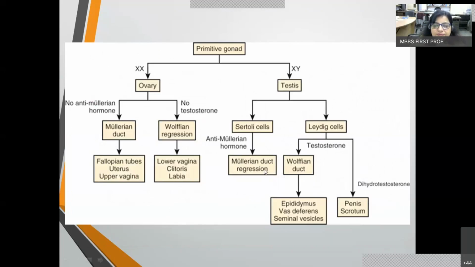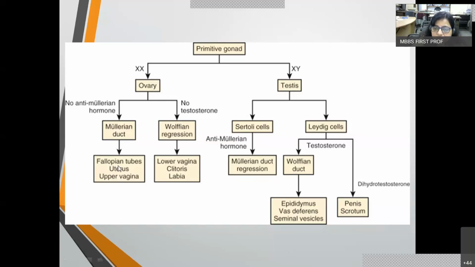So this is a picture, or you can say a line diagram, to show you how the development is taking place from the primitive gonad ultimately to either female or male development. The primitive gonad either develops into ovary or testis depending upon the presence or absence of SRY. If it is ovary, there is Mullerian duct. Mullerian is the paramesonephric duct. And because there is no testosterone, the Wolffian duct regresses.